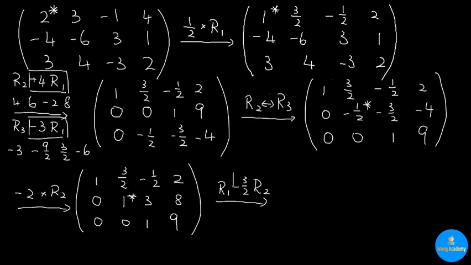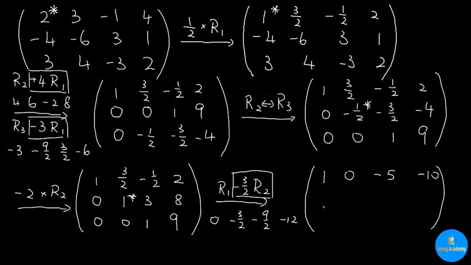The auxiliary row of -3/2 times R2 is given by 0, -3/2, -9/2, and -12. When this is added to R1, we will get 1, 0, -5, and -10. The other two rows are not changed, so we just need to copy them.